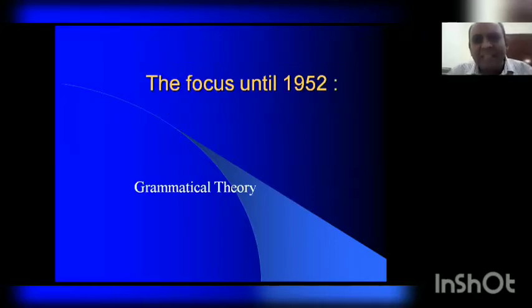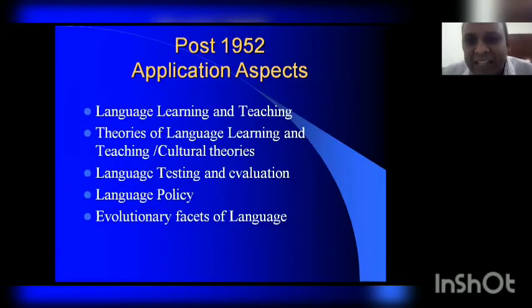Now, the research focus in the field of linguistics until 1952 was very much limited to splitting out different areas of grammatical theory. Grammatical theory can be roughly broken down into smaller units such as semantics, pragmatics, syntax, morphology, phonetics, and so on and so forth. So the focus until 1952 was only limited to grammatical theory. But later on, after 1952, thanks to the demands of the context, the information technology revolution, and our increased understanding of the use of language, we tried to move beyond this grammatical theory and started looking more into the application aspect.